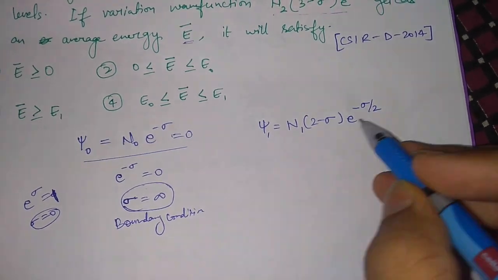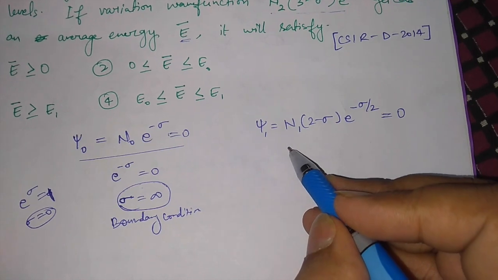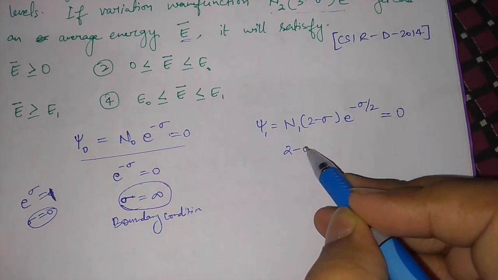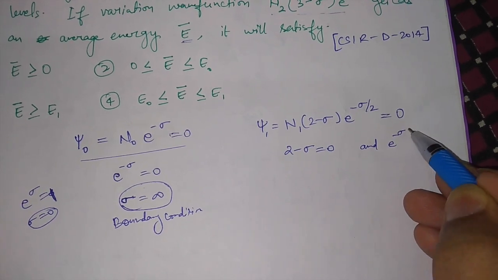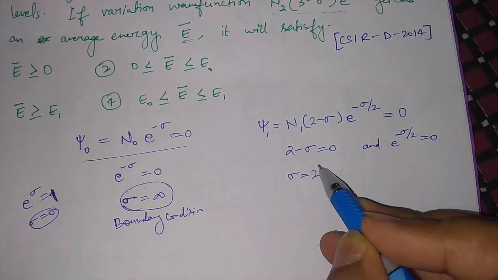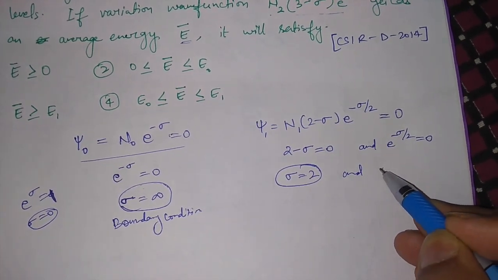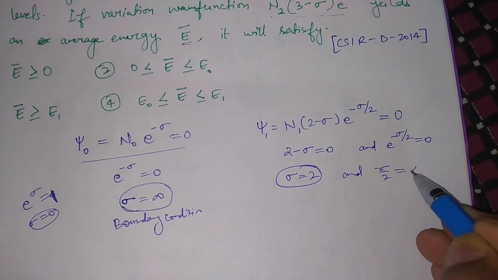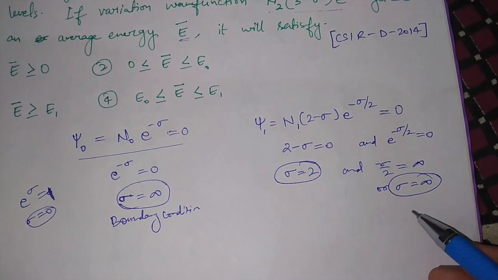Now for the second wave function, just take it equal to 0. What will come out is 2 minus sigma equals 0, and also e to the power minus sigma by 2 equals 0. What does this mean? That sigma equals 2 from here, and sigma equals infinite from the other. So this is what we are going to get. Now this is again a boundary condition.